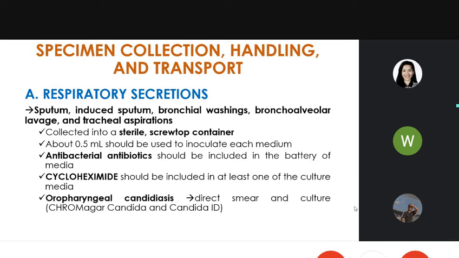And when we're talking of specimen collection, is collecting the proper sample also at the right time from the appropriate site. Hindi ka naman basta kumuha.